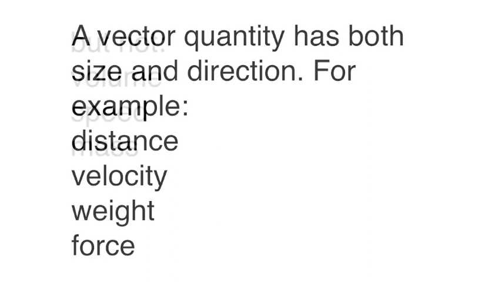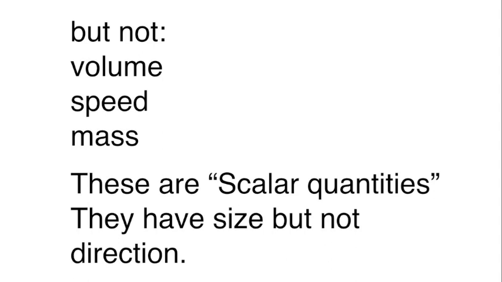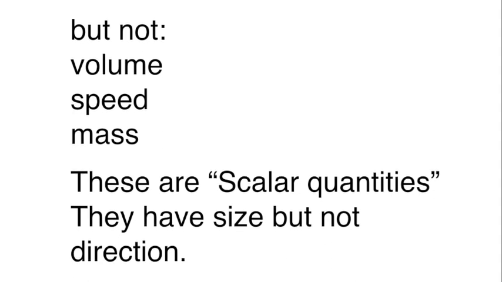There are many quantities which have size but not direction. One of these is volume. Another is speed. We may quote the top speed of a car, but we don't say which way it has to go. The mass of a quantity is given in kilograms and indicates the inertia to movement, but not movement in any particular direction. These are all scalar quantities.